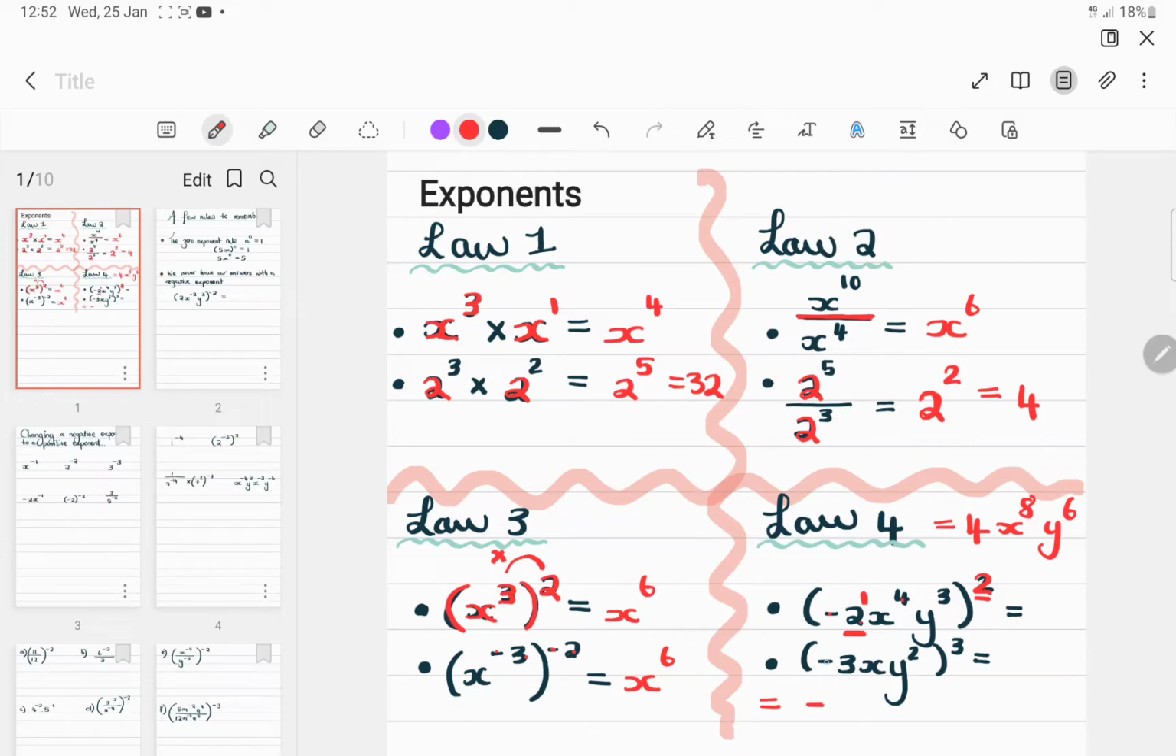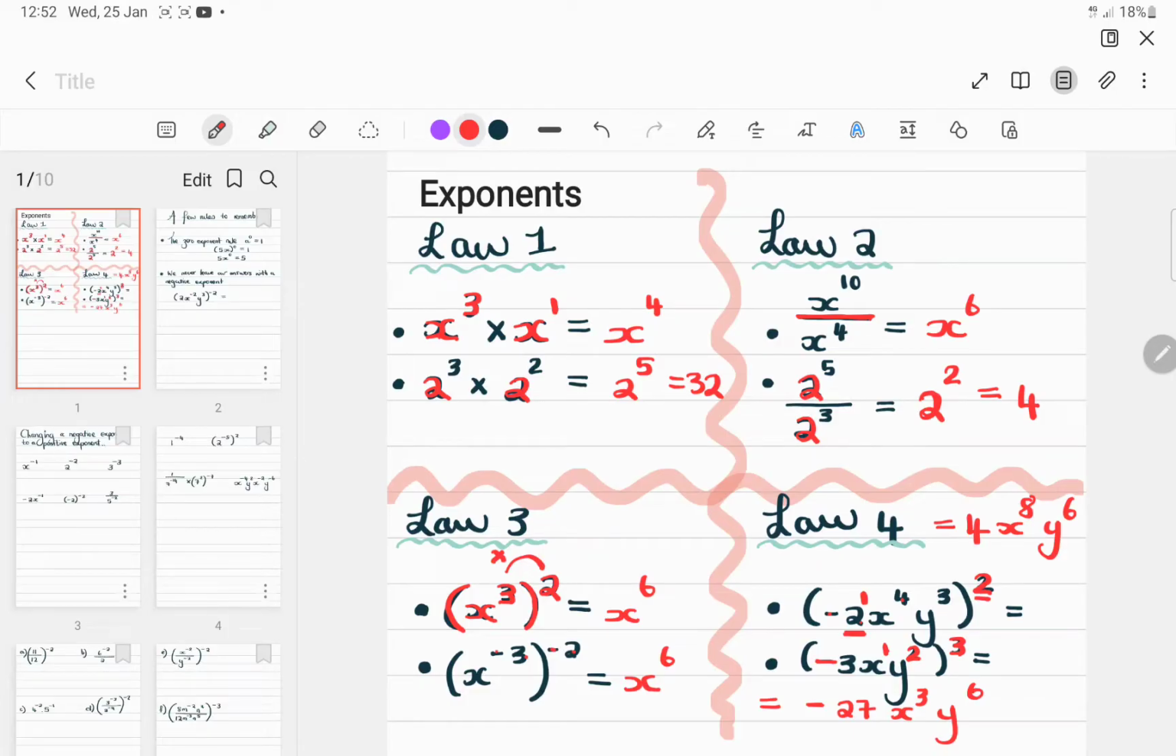Okay, so again, a negative raised to an odd number stays a negative. 3 to the power 3 is 27. Then we've got x's and y's. X, there's a 1 over there. Power raised to a further power, you multiply together. So it will be x to the power 3 and y to the power 2. 2 times 3 is 6.